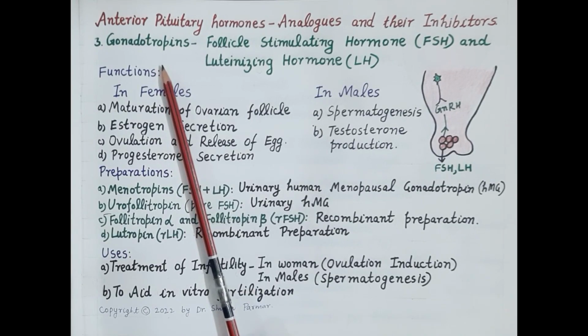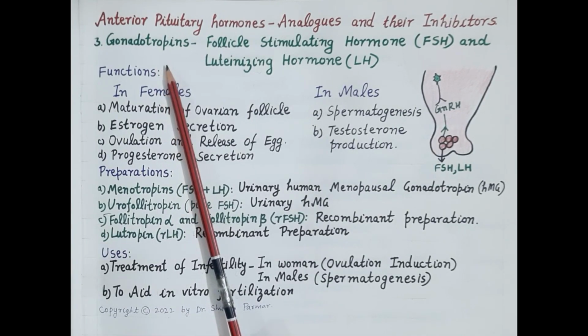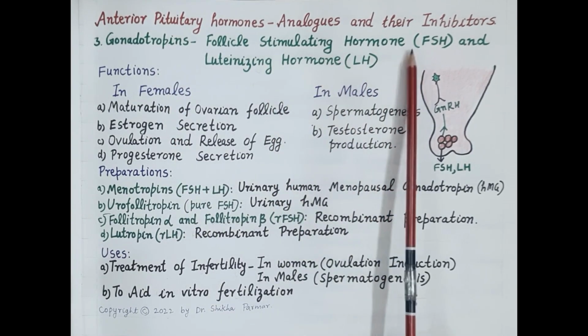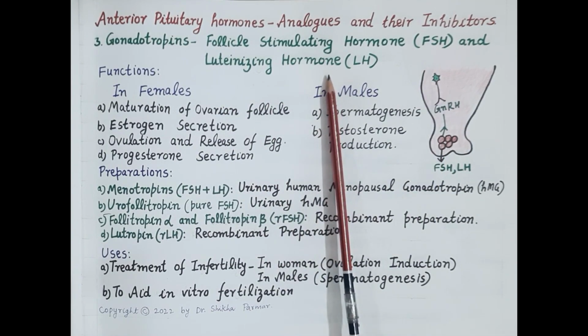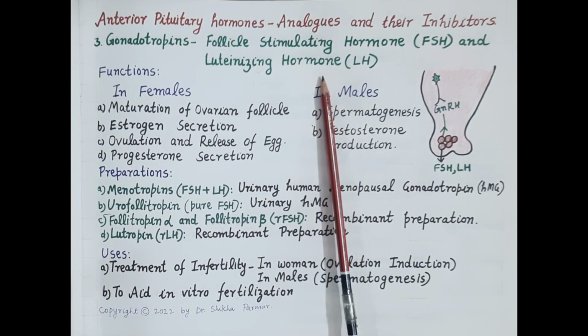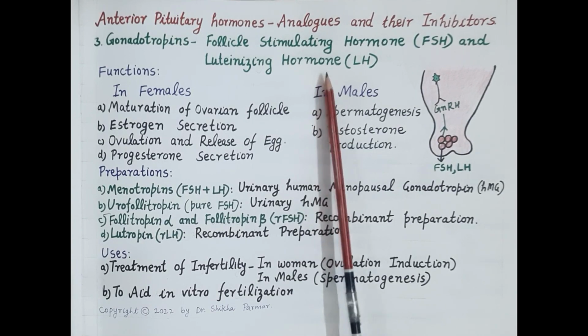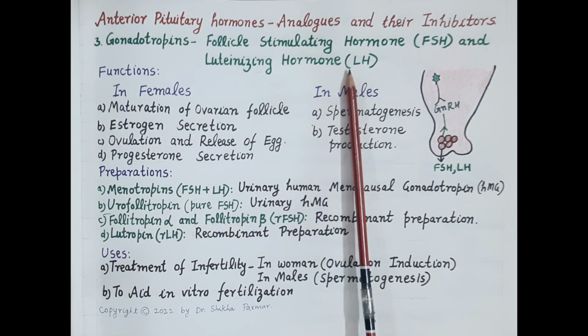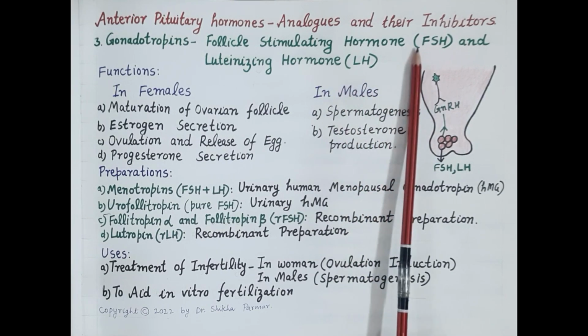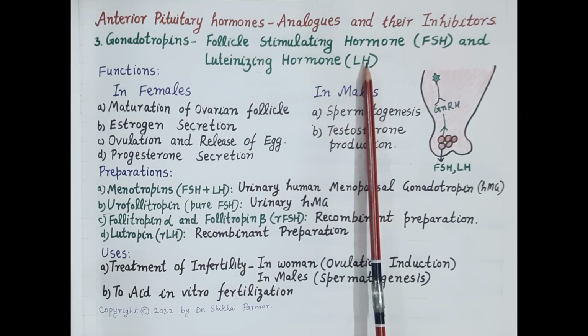After growth hormone and prolactin, let's discuss gonadotropins. Now, as the name suggests, these hormones regulate functioning of gonads, namely ovaries in females and testes in males. Follicle stimulating hormone, in short FSH, and luteinizing hormone, in short LH, are the two gonadotropins which are secreted by the anterior pituitary. FSH and LH work in harmony with each other. Now, let's first discuss functions of FSH and LH in females.